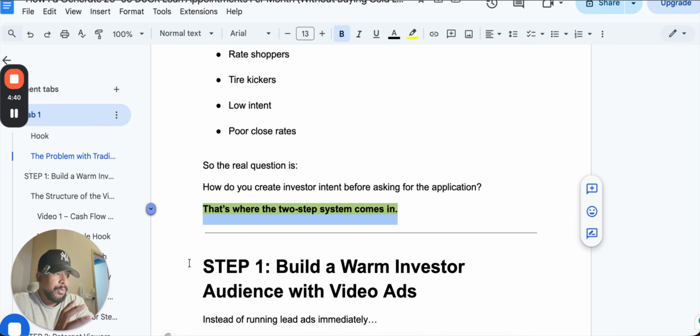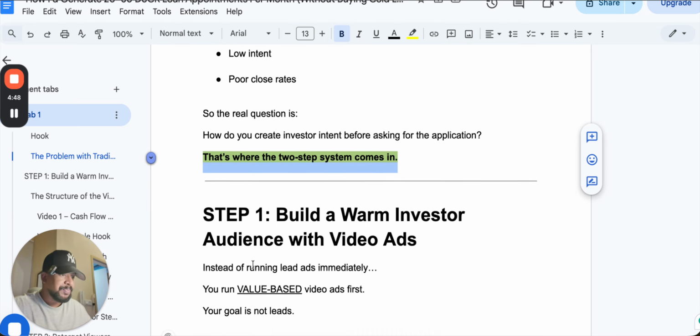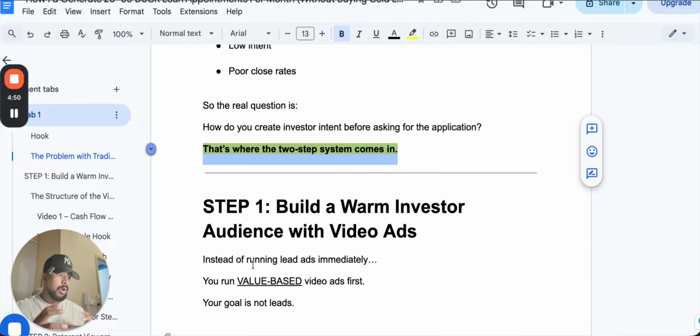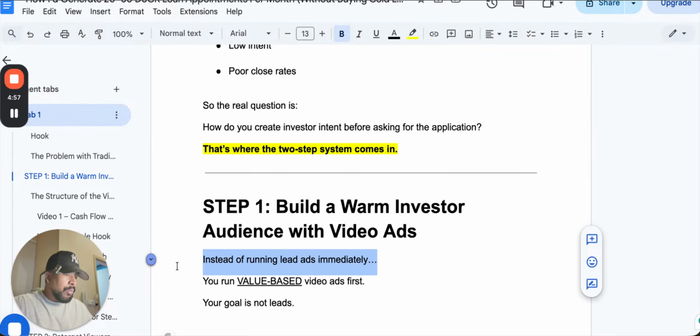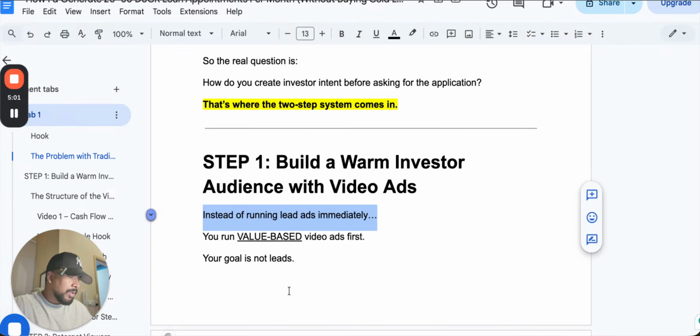So step 1, let's dial in right now. Step 1 is building a warm investor audience pool with video ads. The first campaign we're going to launch is the video view campaign. Instead of running the lead ad immediately, we are going to run a value based video ad first. The goal we have is not leads.